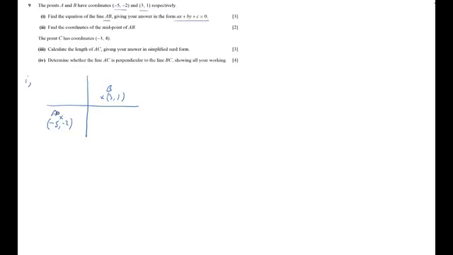So I haven't done anything so far. Find the equation of the line AB. So I want the equation of that line. I'm always going to make it be y equals mx plus c. It's the easiest way of doing it. So I need to find m first, because it comes first in mx plus c. So find m, which is the gradient.